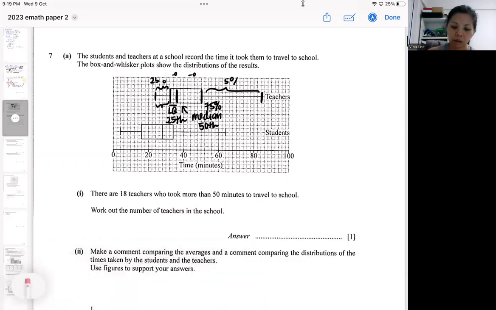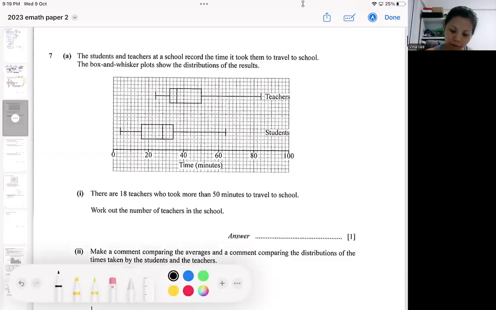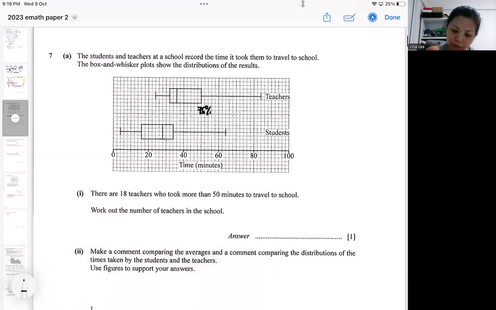So essentially, box and whisker divide the data into 4 sections. They don't look very equal because that depends on how squeezed the data is. For example, here the 75th percentile to the highest has a very wide range because it stores 25% of the teachers. And here is also 25% of the teachers, but it's actually very squeezed. So whatever it is, a box and whisker divides into 4 sections, and each section will contain 25% of the data.